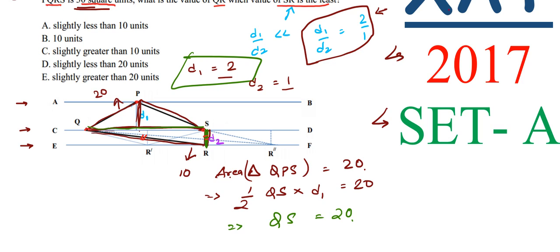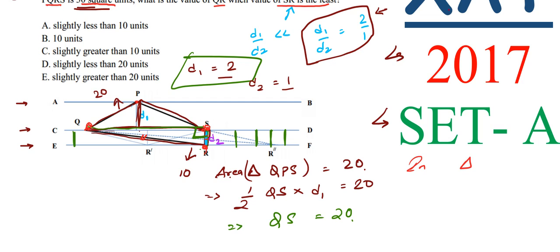So for this D2 to be least, we can say that it will be the perpendicular distance between CD and EF. That is like this, we can have perpendicular distances. The perpendicular distance between two parallel lines is the least distance between those two lines. So from this we can say that this angle is a 90-degree angle, because we have the perpendicular distance between them, that is the least distance. Hence we can say that triangle QRS is a right angle triangle.